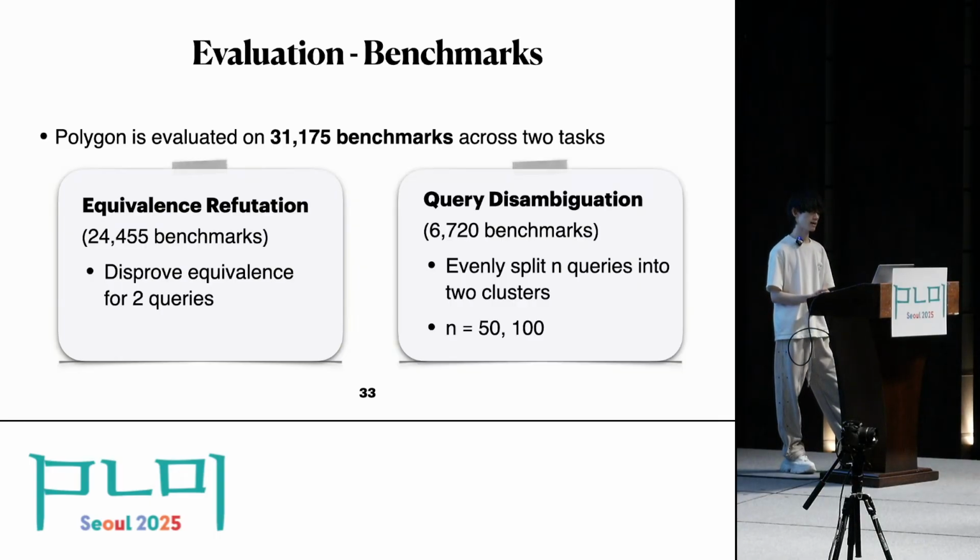And the second task is query disambiguation, where the goal is to evenly split n queries into 2 clusters. And in our evaluation, we consider n is 50 and n is 100, giving us 2 sets of benchmarks, each containing either 50 or 100 queries per benchmark. And each benchmark is curated in a way that's guaranteed to be solvable.